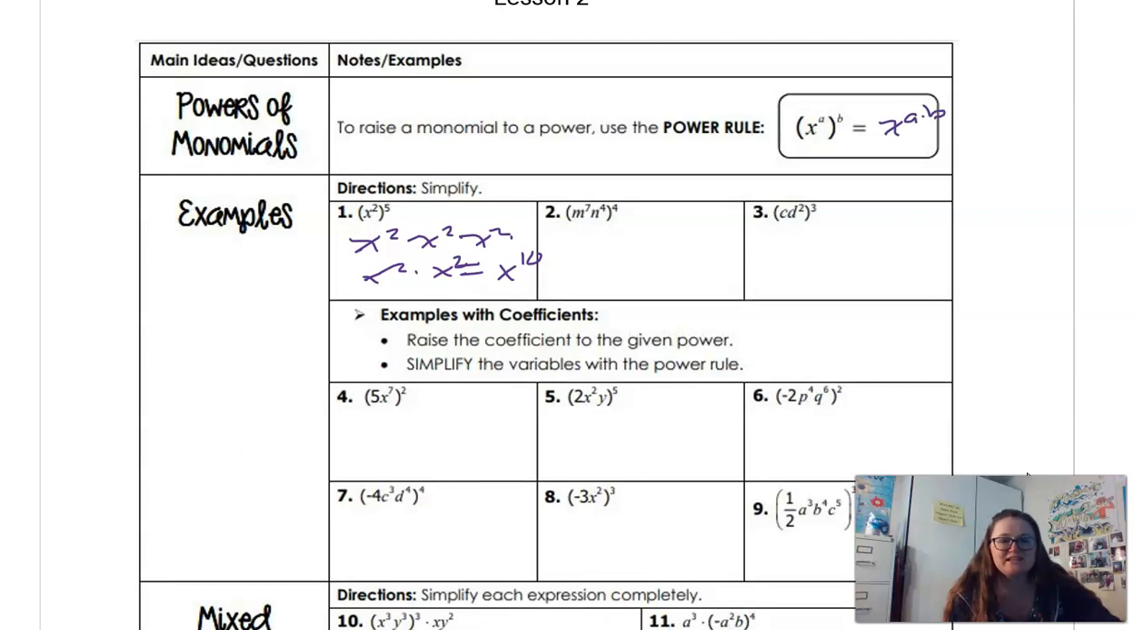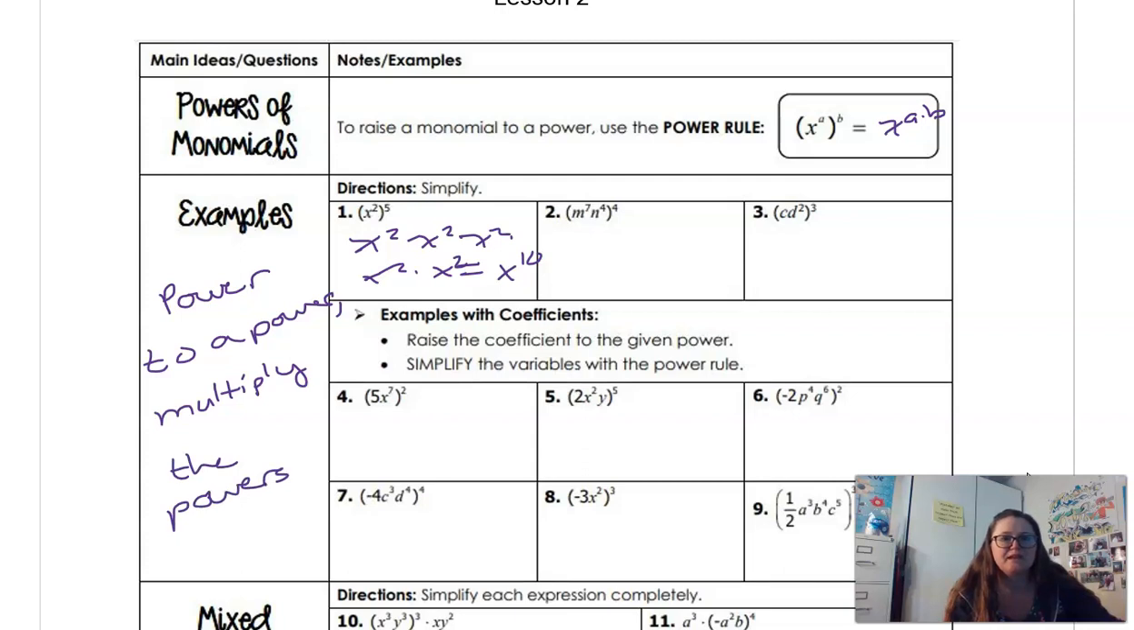So the way I like to say that is when you have power to a power, you multiply the powers. And that's just kind of the little thing that I like to say to remember it. So let's do a couple. So that first one, x squared to the fifth, is x to the 10.